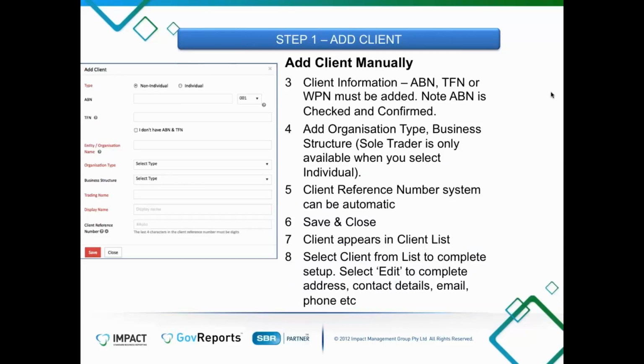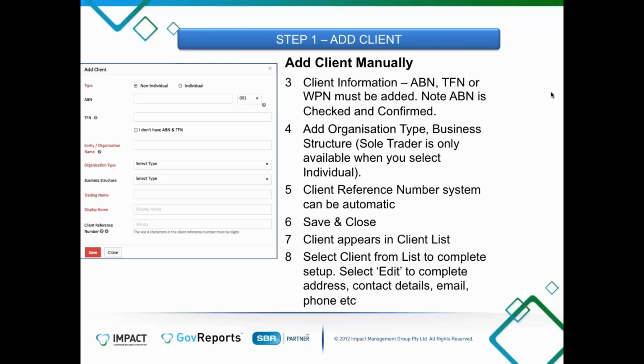So here, initially it's just a little bit of information, and then you can go back at a later time if you need to and add more information about the client. But what you do need to add in the first place is, are they an individual or non-individual, which again you're going to know because if you're lodging for them you have to have that information. Their ABN or a TFN, or if they don't have either of those, a withholding payer number. One of those must be put into the system.